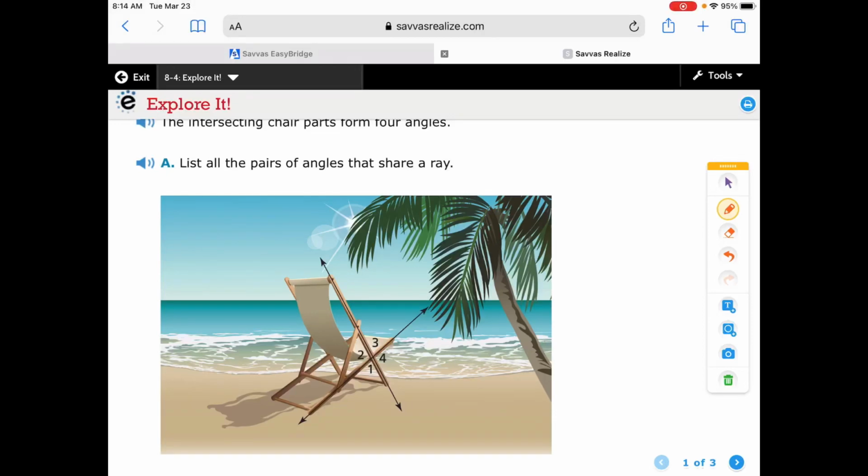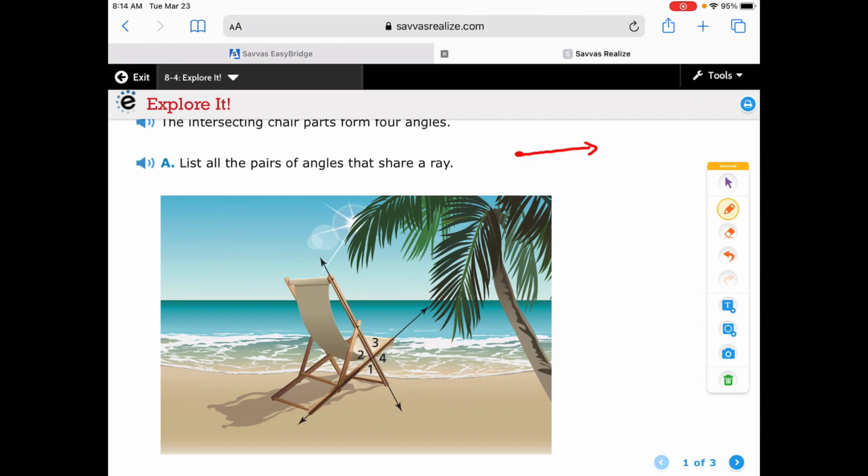All right, everyone, let's turn to page 451. Now, I know that in your book you may have the picture of the skier and we have the picture of the beach chair, but the process is going to be the same. It says list all the pairs of angles that share a ray. So a ray is a line that starts here and goes out, right, as a refresher.